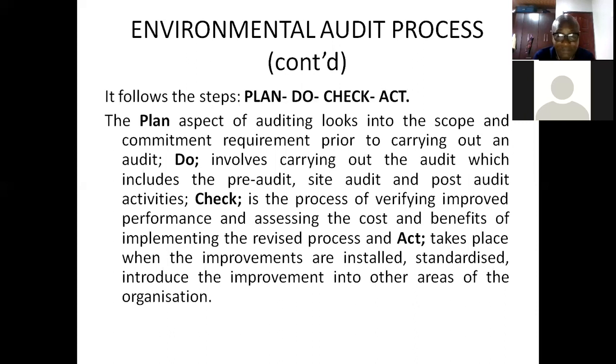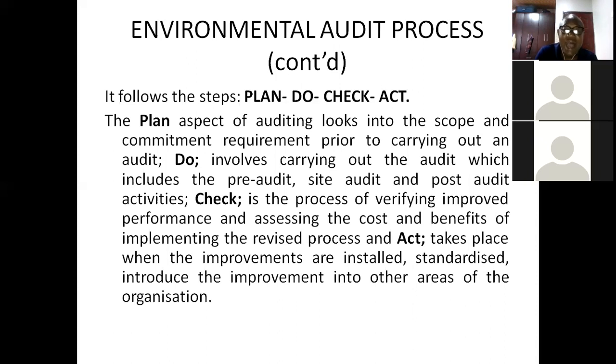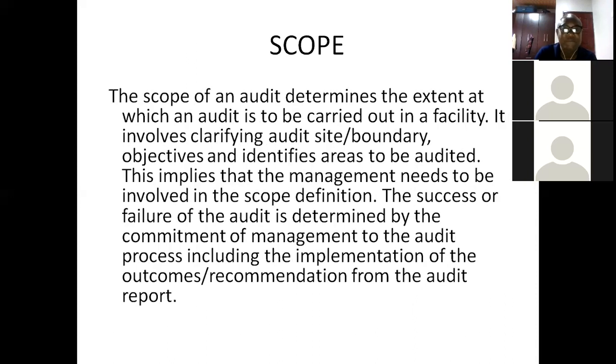Then the act. That takes place when the improvements are installed, standardized, and introduced to improve the other areas of the organization. So the actual purpose of carrying out an audit is to be able to check where the organization is lacking and how you can help the organization to work and move forward. So for an environmental audit process, the process involves the plan, the do, the check, and the act.